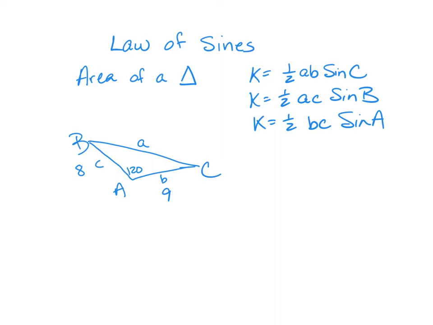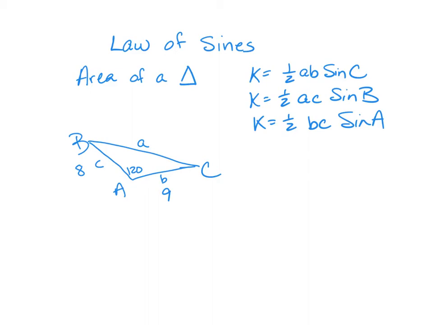So we have been talking about things that you use to solve right triangles, okay? And you've got SOHCAHTOA, you've got a squared plus b squared equals c squared. You have 45, 45, 90 and 30, 60, 90, okay? But now we're going to talk about non-right triangles.